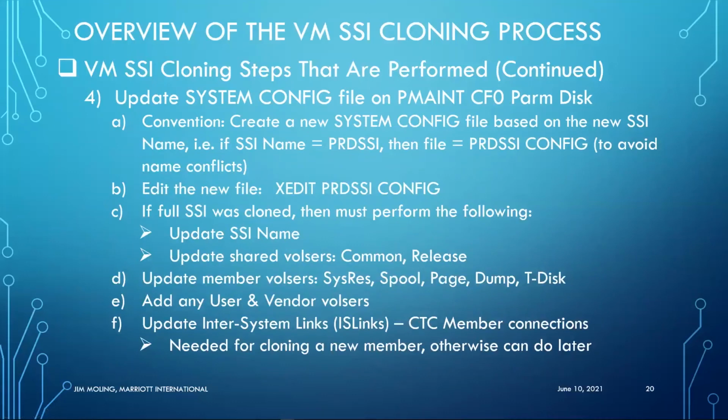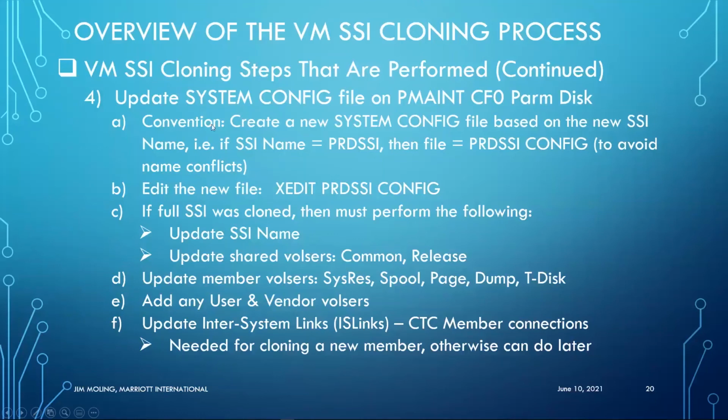Okay, so now after you've taken care of all those housekeeping chores with the volumes that you've either copied or formatted, what have you, now there's a couple of key files that you have to address. System config is the first one here, and there'll be a diagram coming up at the end of this where it'll make a little more sense with the picture. But anyway, system config is owned by the PMA ID at farm disk CF0.